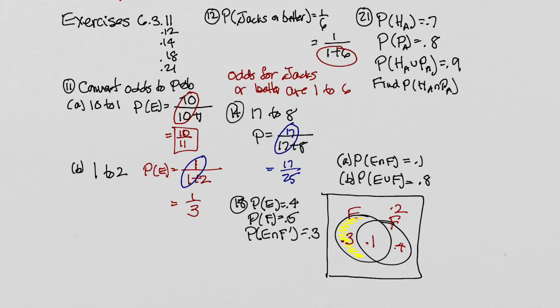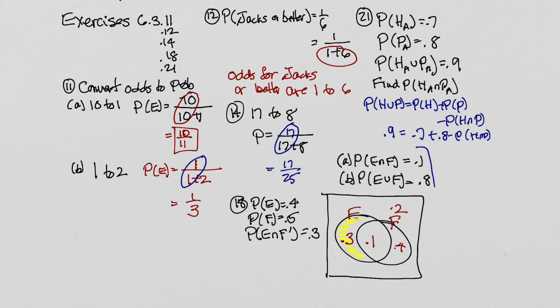Now, you might try a Venn diagram for this. I'm going to go back to an old formula that we have, which is this. The probability of H, I'm just going to skip the A's, H or P is equal to the probability of H plus the probability of P minus the probability of H intersect P. Now we have these numbers. The union is 0.9, and that's equal to 0.7 plus 0.8 minus the probability of both of them, H intersect P.